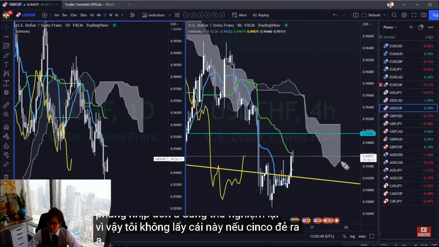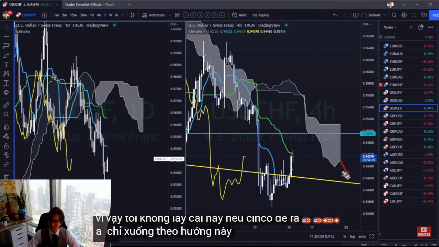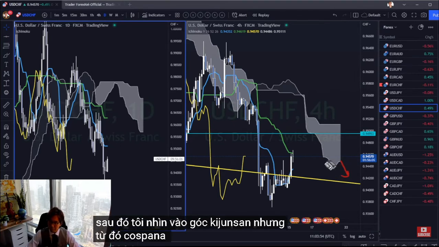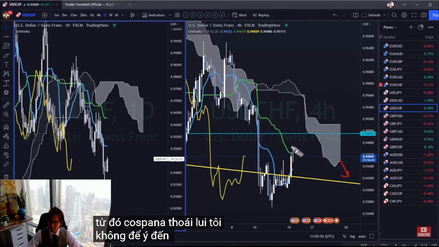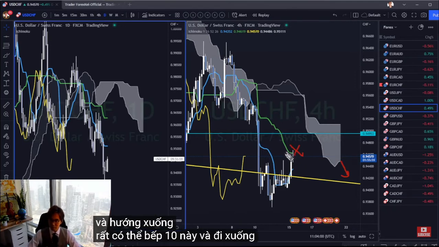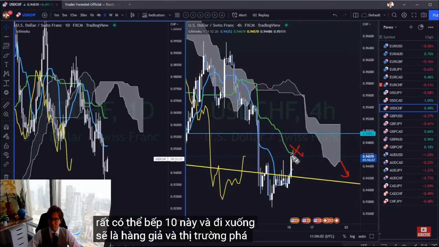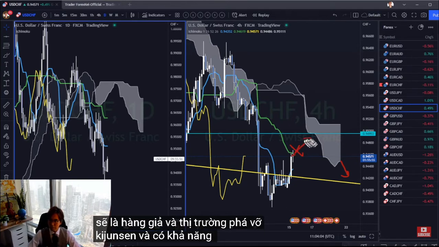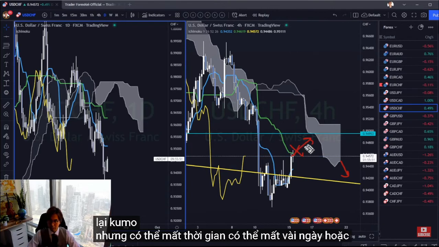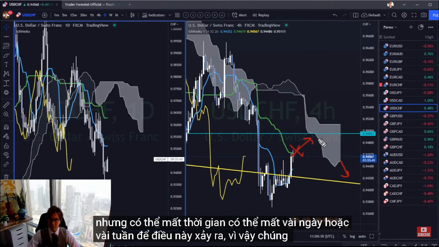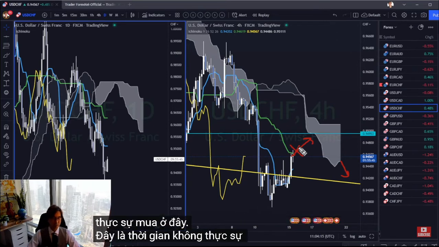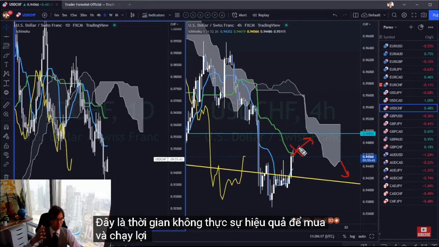If Senko span A points down this way, then I look at the Kijun Sen angle. But since Senko span A is retracing back, I don't pay attention to this Kijun Sen angle down. Most likely this Kijun Sen angle down will be fake, and the market breaks the Kijun Sen and potentially goes back to the Kumo. But it may take time, it may take days or weeks for this to happen, so we can't really buy here. It's not really time efficient to buy and run profits.